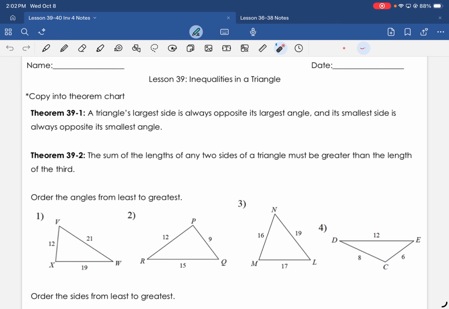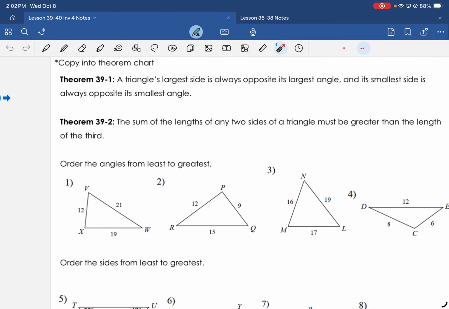Okay, so this is lesson 39, inequalities in a triangle. And once again, these will be here for you to copy into the charts. The first one, theorem 39.1, says that a triangle's largest side is always opposite to its largest angle. See, largest side, opposite largest angle. And then vice versa. Its smallest side is always opposite the smallest angle.